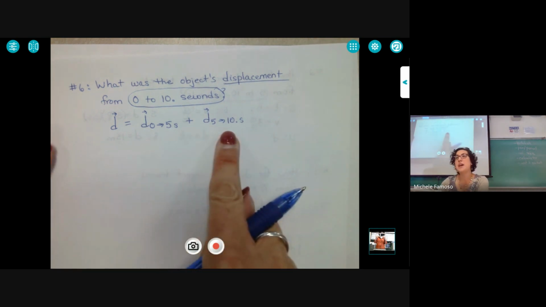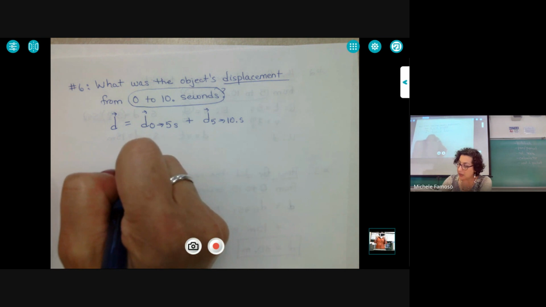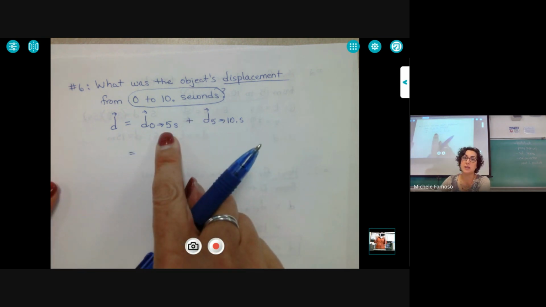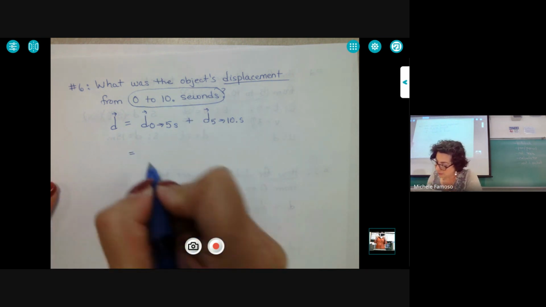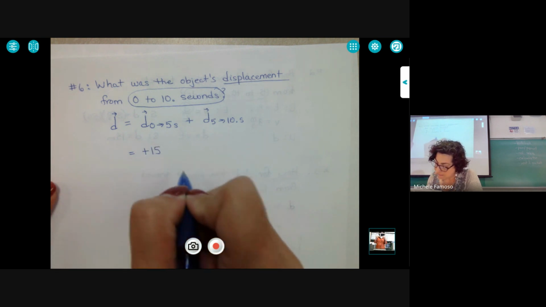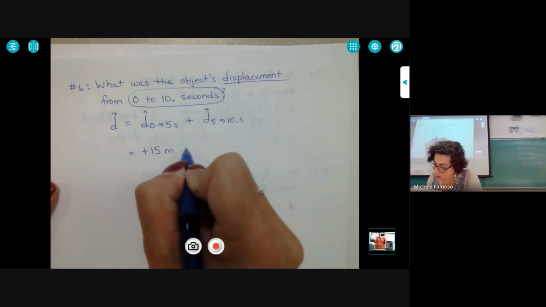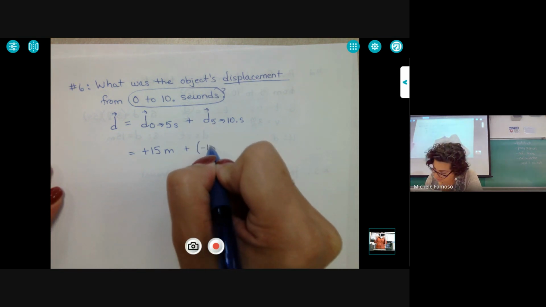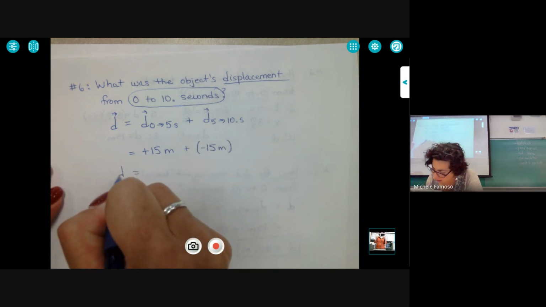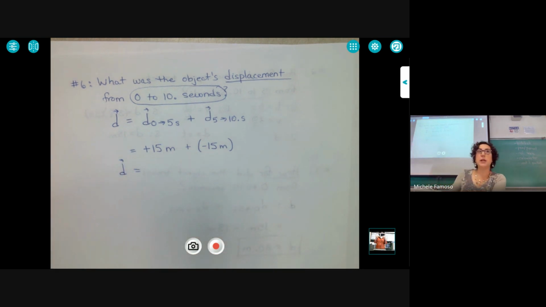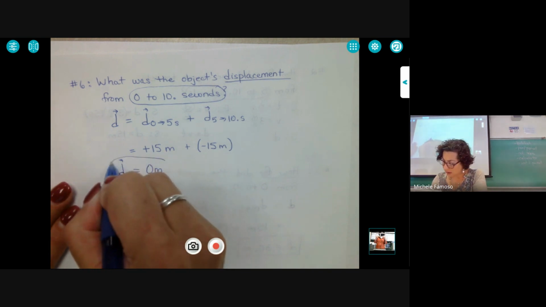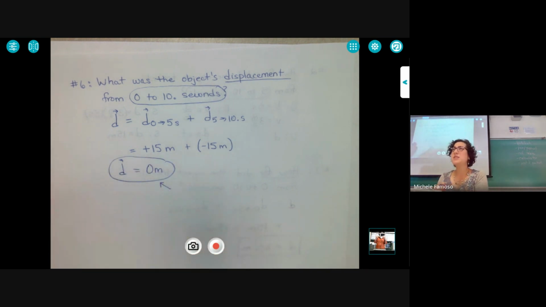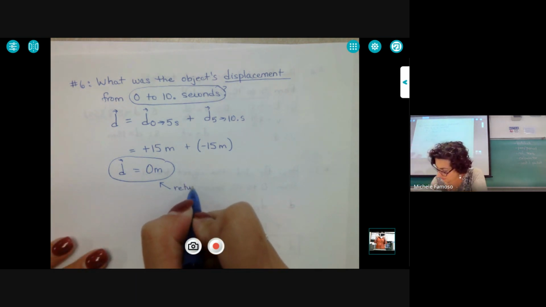And do we know these values? Sure we do. Nick Rennick, can you help me out? 0 to 5 seconds, the displacement was? 15 what? And what was it from 5 to 10 seconds? So what is the total displacement? What does that mean? What does a displacement of 0 meters mean? Yep.